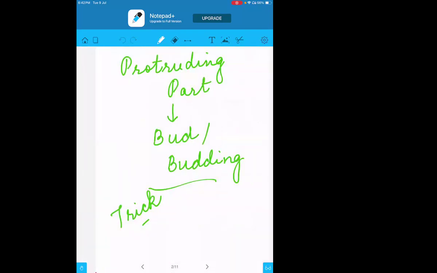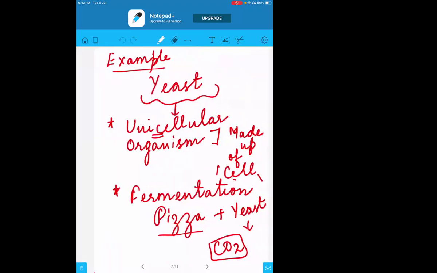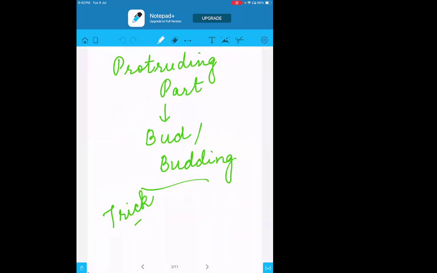Okay. In the board exam, the word bud will not be coming. It will be the protrusion or protuberance, or it can be the outgrowth also.